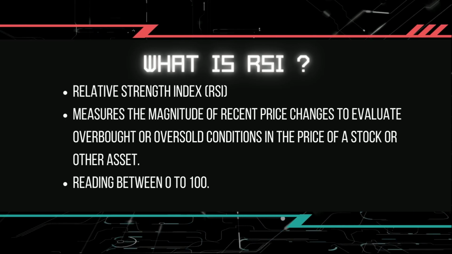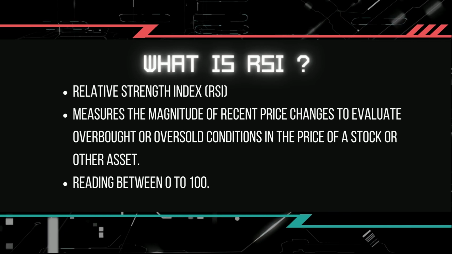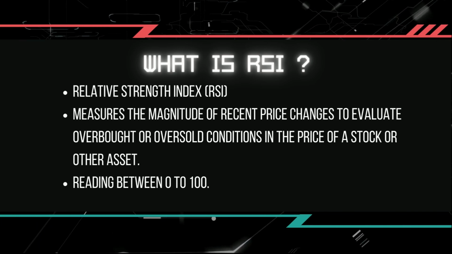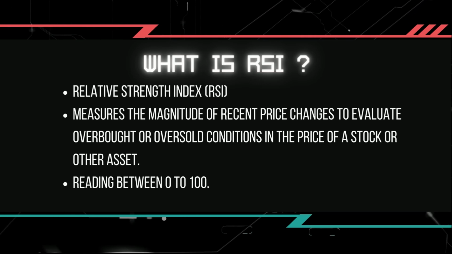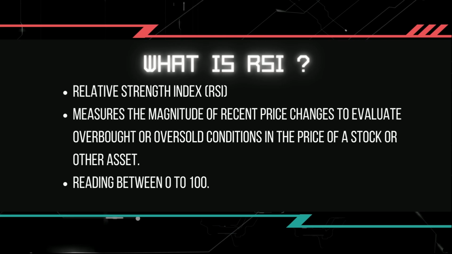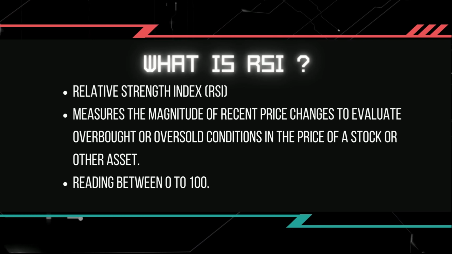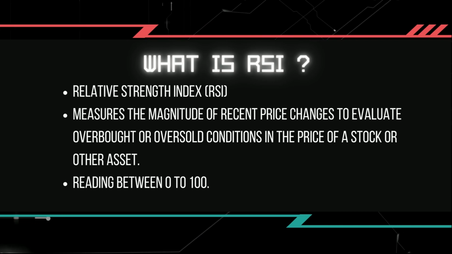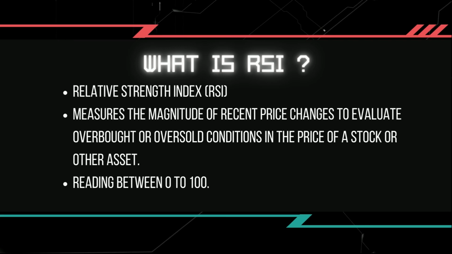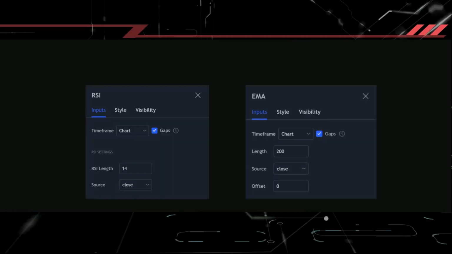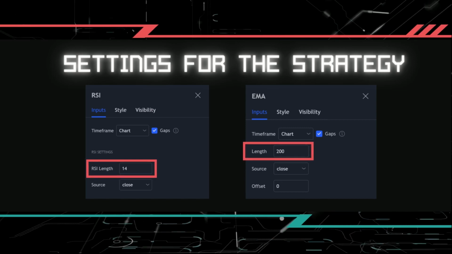To those of you who are familiar with RSI Crossover, please bear with my explanation on this trading strategy. RSI, which stands for Relative Strength Index, is a momentum indicator used in technical analysis that measures the magnitude of recent price changes to evaluate overbought or oversold conditions in the price of a stock or other asset. The RSI is displayed as an oscillator, a line graph that moves between two extremes, and can have a reading from 0 to 100. In this RSI Crossover strategy, we will use the default setting.